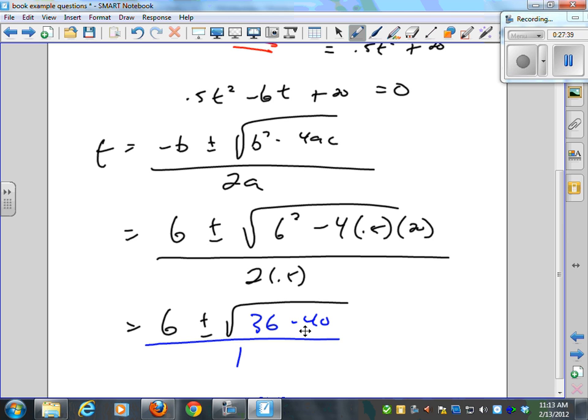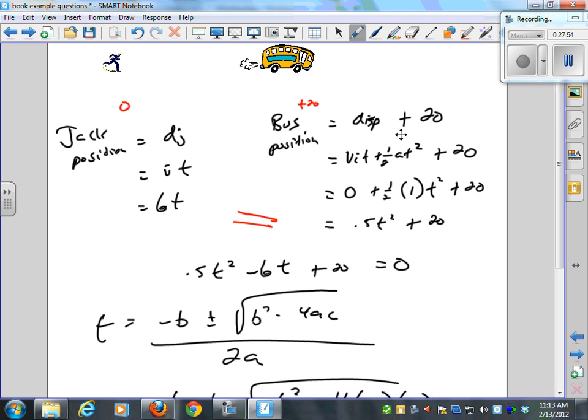Yeah, it's only -4, right? Square root of -4 is 2i. Like if it was plus, it'd be 2, right? So he's pretty darn close, but not close enough. Okay. I threw that in there because I want you to realize what happens when you can't do it. It means that they're never at the same position at the same time.